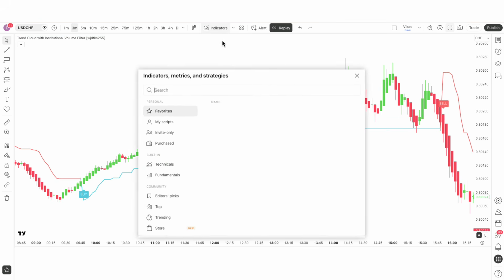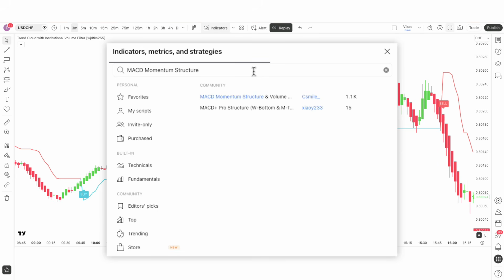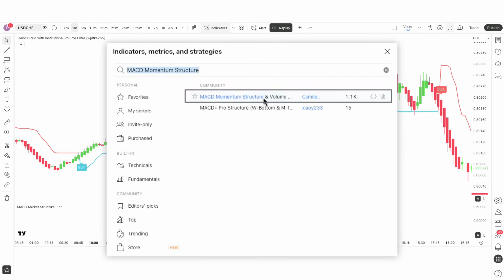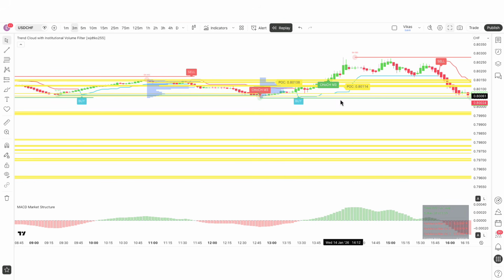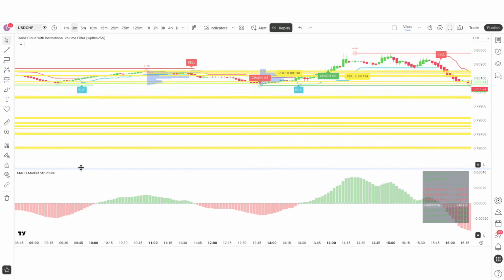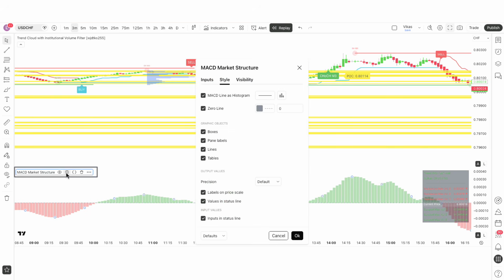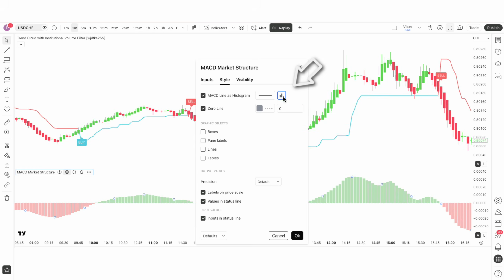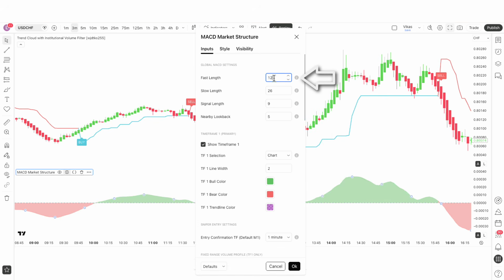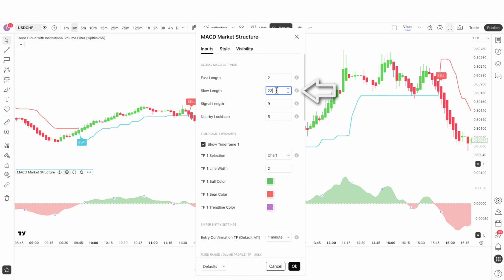In the Indicator Search tab, search for MACD Momentum Structure, and select this one called MACD Momentum Structure, created by Csmile. Now let's access the settings of this indicator so we can modify it to suit our strategy. We have to keep these options hidden. We have changed the MACD line from columns to area. We have changed fast length from 12 to 2. We have changed slow length from 26 to 16. And here everything is fine after that.